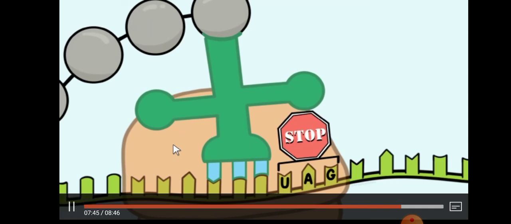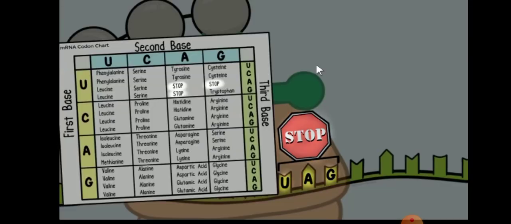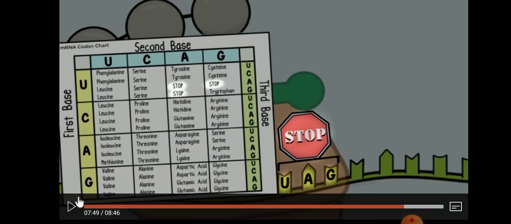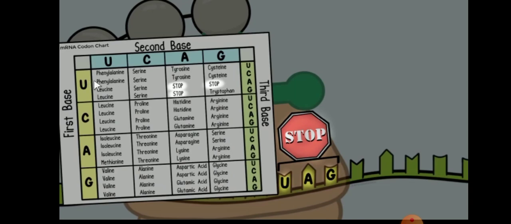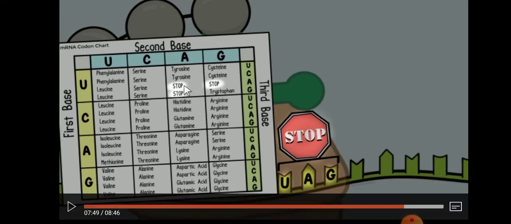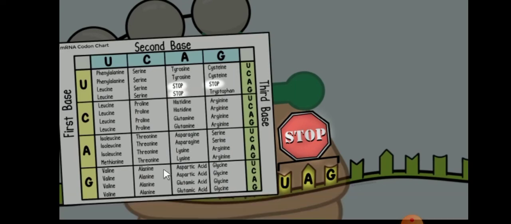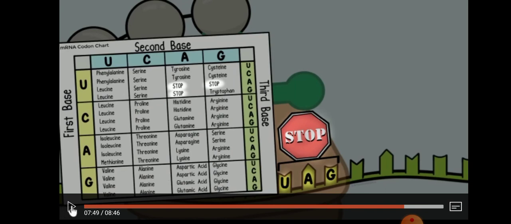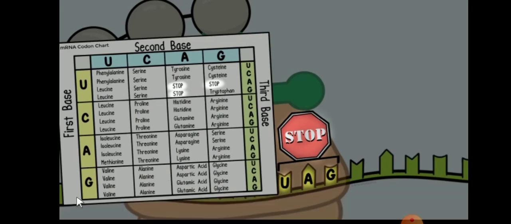Not code for an amino acid, but when the ribosome reaches it, it indicates that the protein. How many stop codons do we have? UAA, UAG, and UGA. All of these are stop codons. Okay? It doesn't code for an amino acid, but it codes to stop the growing chain of amino acids.